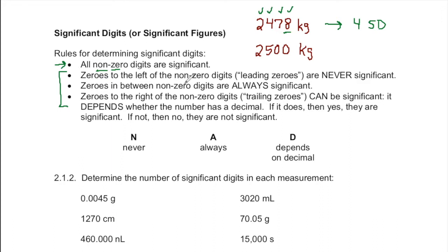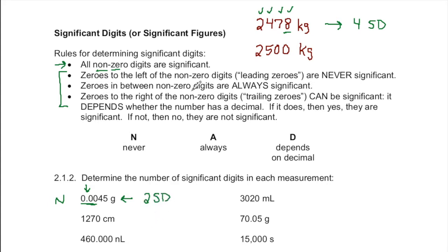And the rules for determining whether a zero is significant or not is that the zeros that are to the left of non-zero digits are never significant. So a number like this, these zeros are just holding the decimal point where it needs to be. It's not 4.5 grams, it's not 45 grams, it's 0.0045 grams. So these leading zeros are not significant. They're never significant. So this number would have 2 significant digits.